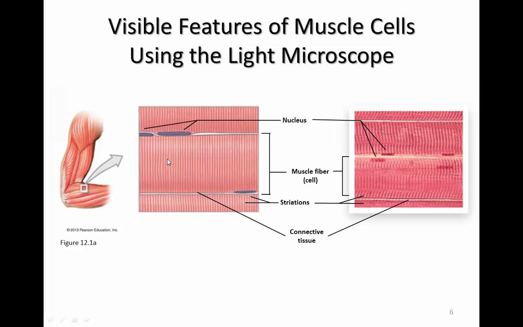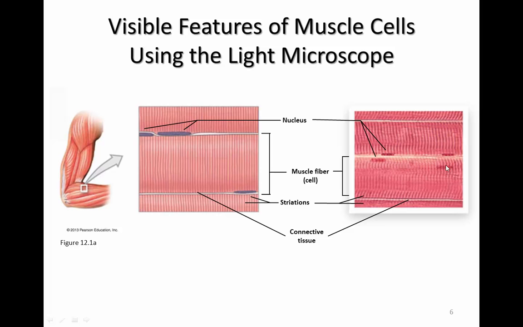Under the microscope, you also notice that skeletal muscles are striated, that is, they have stripes that are perpendicular to their length. These stripes are due to structures within the muscle cell. On the left we show a cartoon version, on the right a micrograph, a picture of a segment of muscle cells, and you see these striations that go across the long axis of the muscle cell.